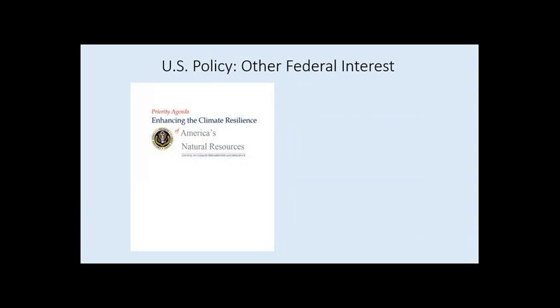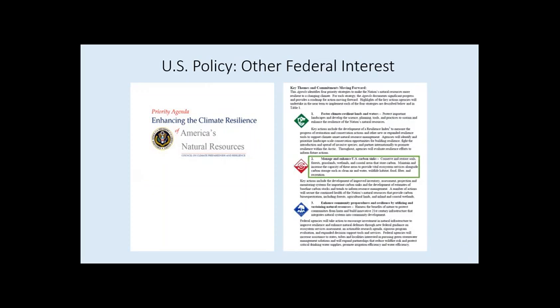Well, when it comes to federal interest, this has had growing interest over the past couple of years with President Obama's interest in climate change and climate mitigation. And last fall in October, the White House released the Priority Agenda for Enhancing the Climate Resilience of America's Natural Resources. I don't expect you to be able to read all the text on here, but this is from the executive summary from the document.